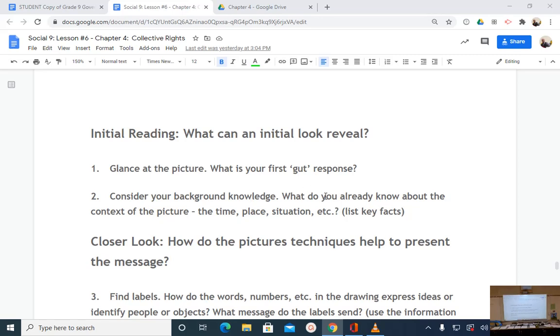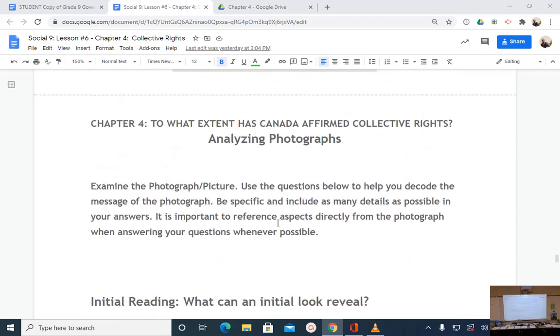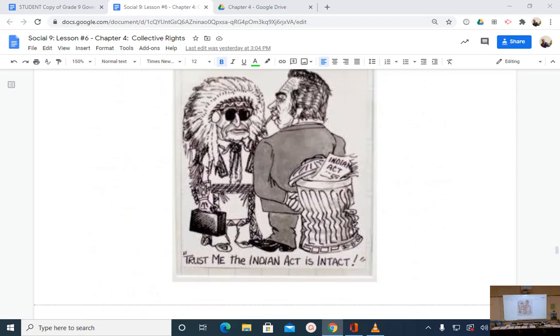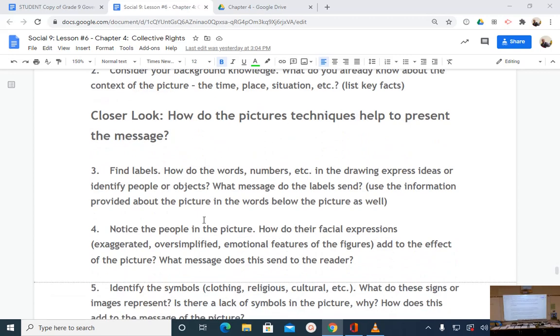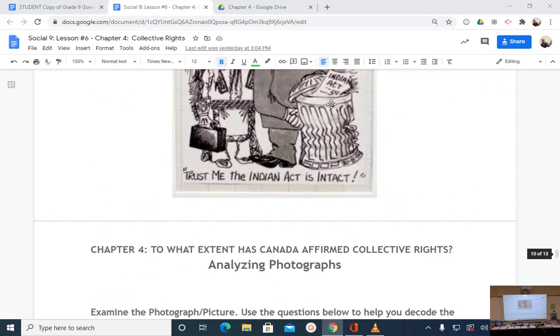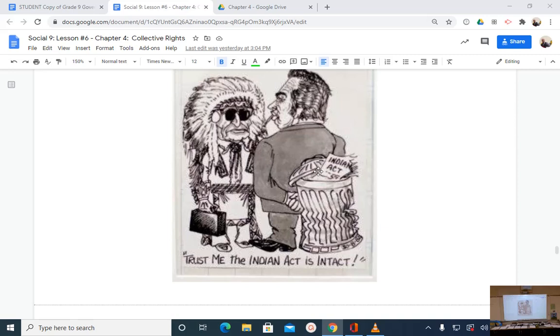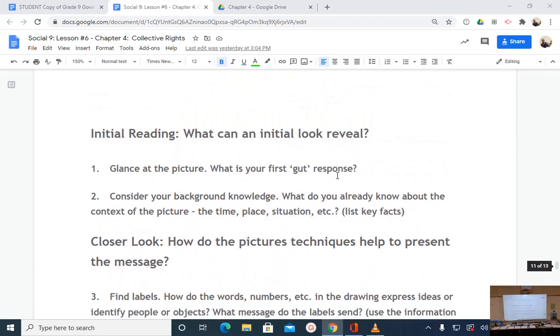Consider your background knowledge, what you already know about the context of the source. When might this have taken place? Yesterday we talked about the Canadian government wanting to eliminate the Indian Act with the white paper. This could be a cartoonist thinking about the white paper. Find labels. Well, here's a label right there. That's how we know they want to get rid of it, because that piece of paper right there is labeled. If it wasn't labeled the Indian Act, I'd have no idea what that means. But it's labeled on purpose. That's the significance of labels within cartoons.